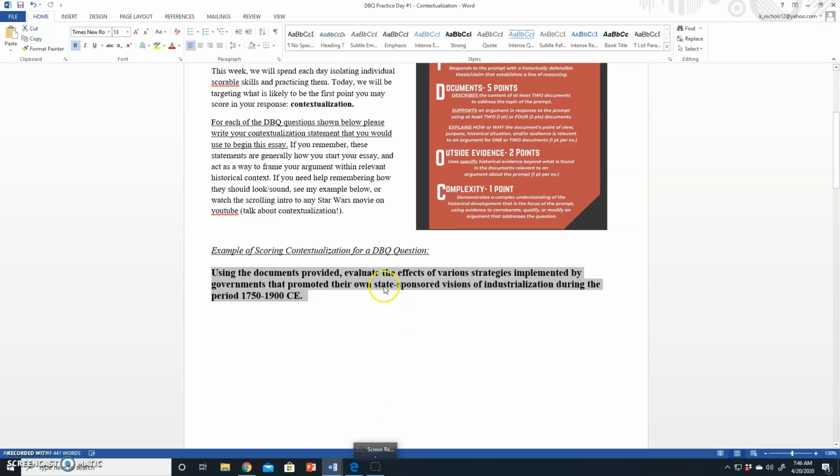What does all that mean? Well, number one, what's the time period? Because when we do contextualization, it has to be before, during, or after. So 1750 to 1900, that's our time frame.